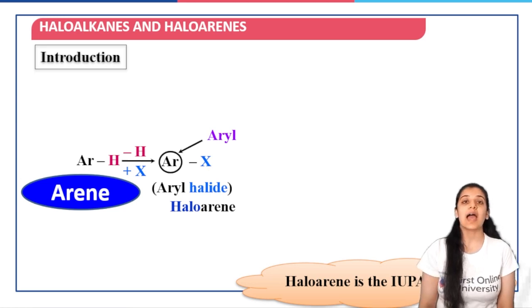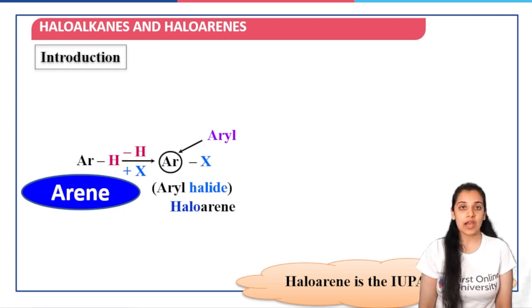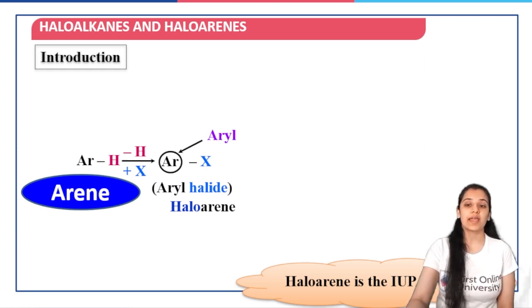So when we have the alkyl group attached to the halogen atom or group, we call it alkyl halide or haloalkane. And when we have the halogen attached to an aryl group, that is an Ar group such as benzene, then we call it haloarene, or commonly known as aryl halide.